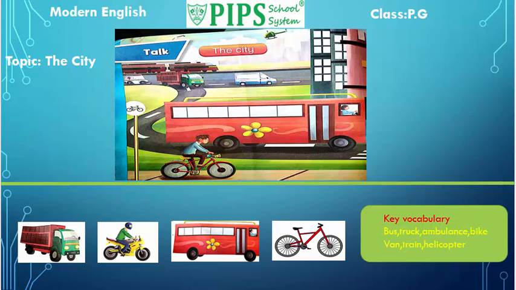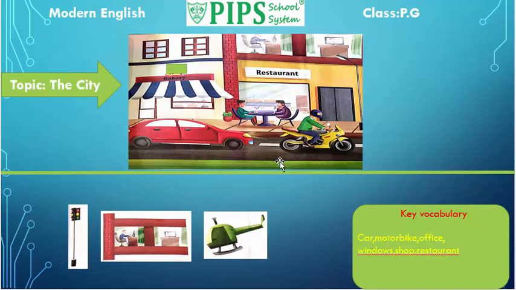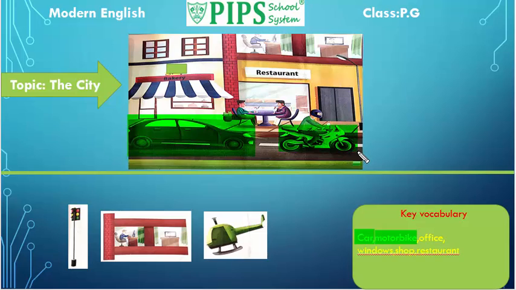Now students, come to the next page. The first word is car. Do you know where the car is? Let us find the car in this picture. This is a car. The next word is motorbike. Do you know where the motorbike is? Here is a motorbike. The next word is office.